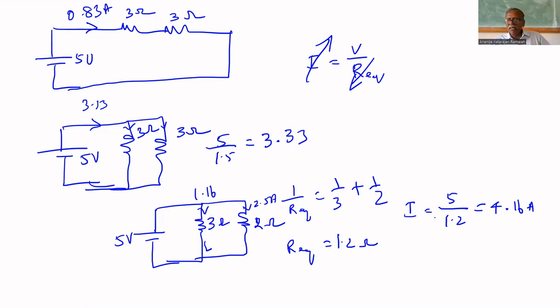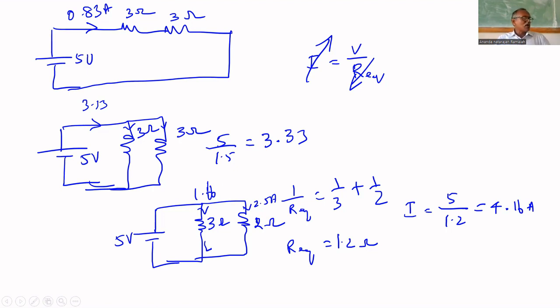1.6, then the answer is wrong. 1.6, correct. You are correct. So, the first branch current is 1.6 ampere. The second branch current is 2.5 ampere. Am I correct or not? Resistance is less means more current. Resistance higher means less current. These are all we have to notice. To understand something, these are all we should keep in mind.